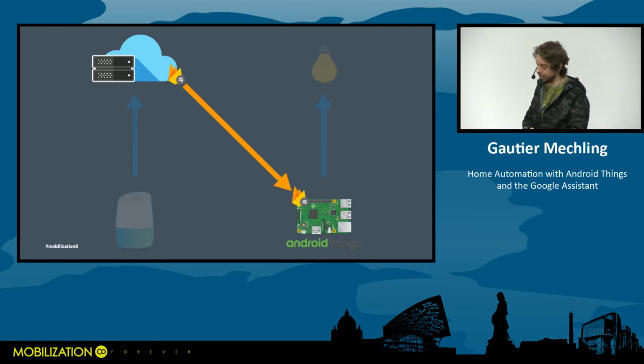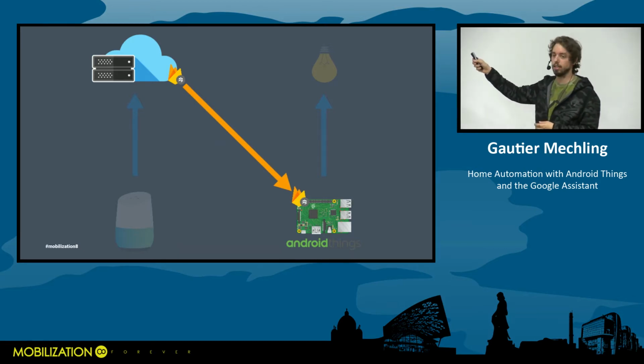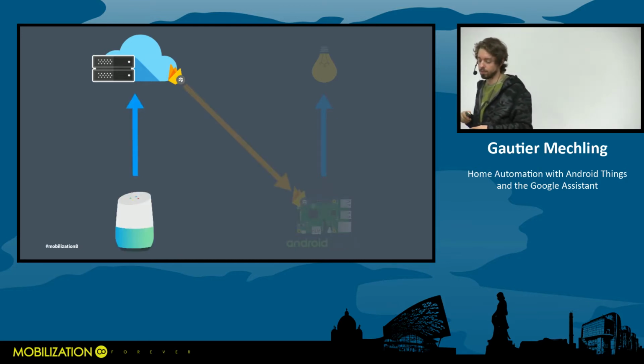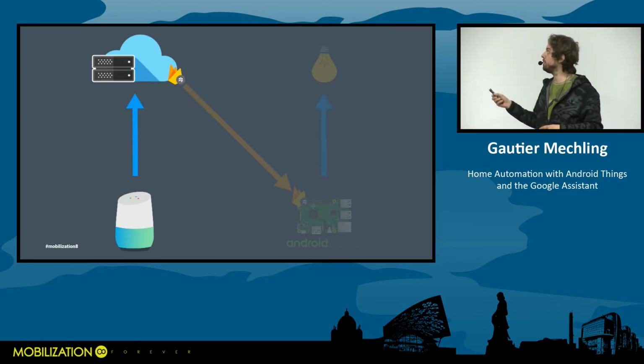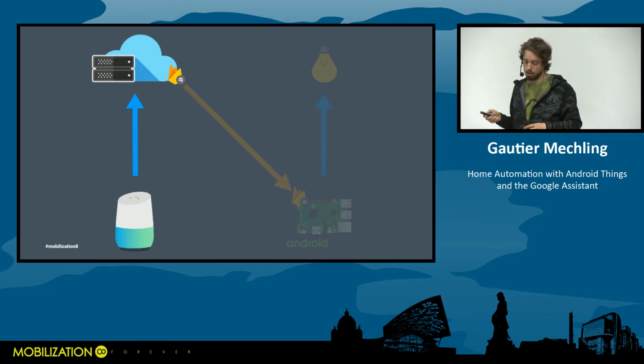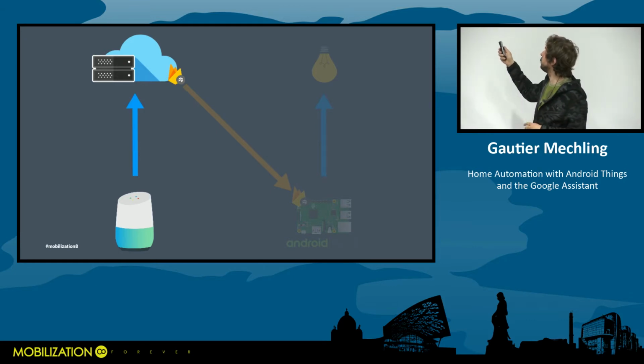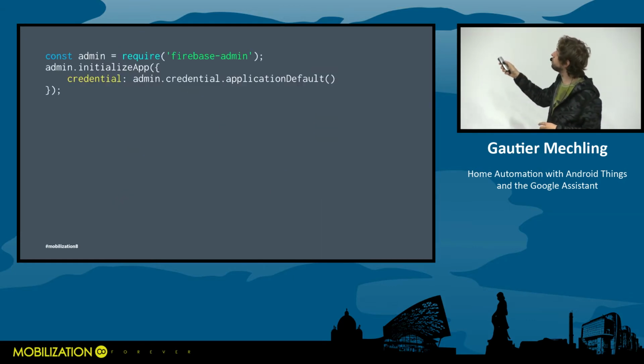Okay, our Android Things device is now notified automatically when Firestore data has been changed, thanks to Firebase. And now, in our Cloud Function, when we receive an execute intent, which means when we need to execute an action, we will simply update the Firestore content from our Cloud Function.